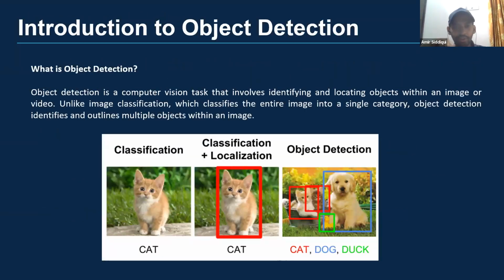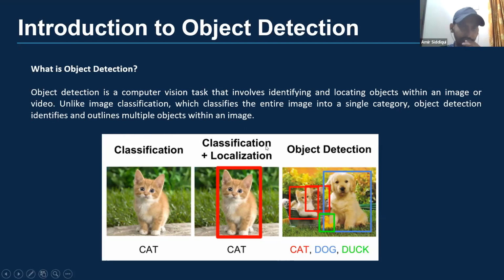Now let's start with object detection, which is the main goal of our tutorial. So what do we mean by object detection? Here in this picture, you will see that there are three images. We have two images of a cat. Then we have a dog and a cat as well. And we also have an image of a duck here, which is small in size.